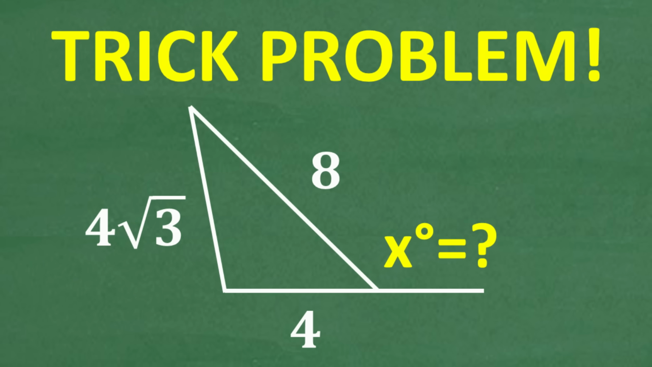So this math problem is intentionally designed to try to trick you. So be careful, but here is the question. We have this triangle, and of course, this leg of the triangle extends right here. We're looking for this angle right there. And the sides of this triangle are 4 right here, 4 times the square root of 3 right here, and this leg of the triangle right there is 8.